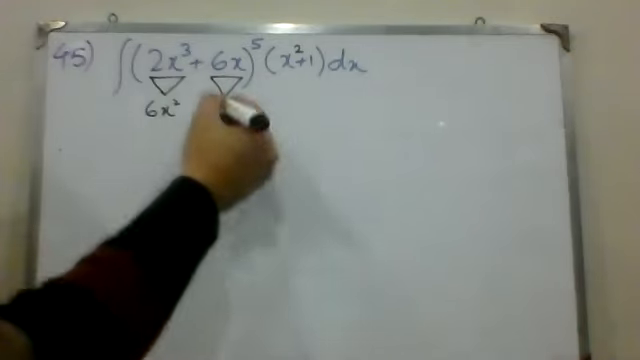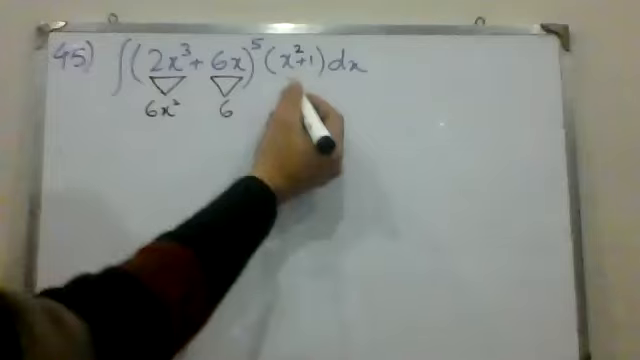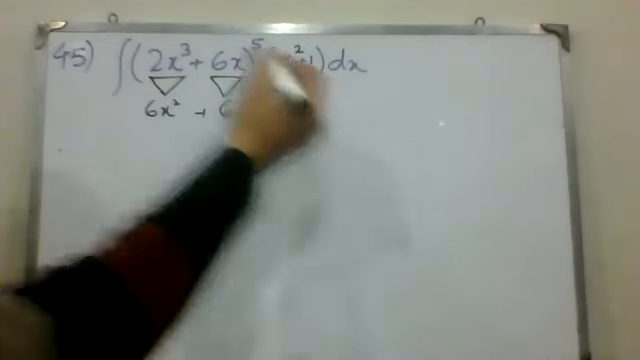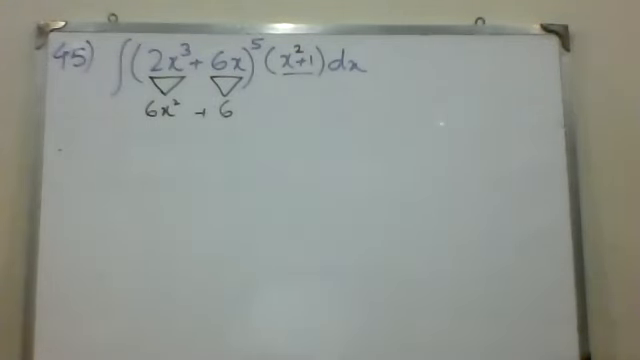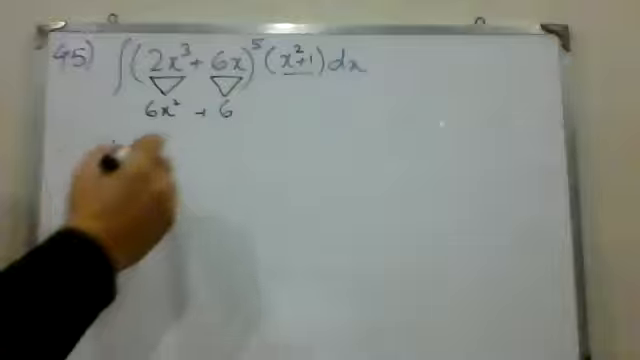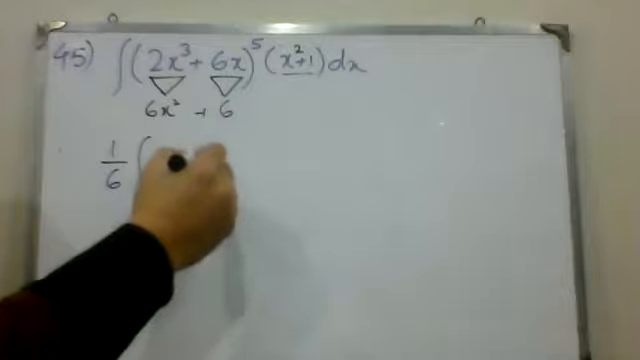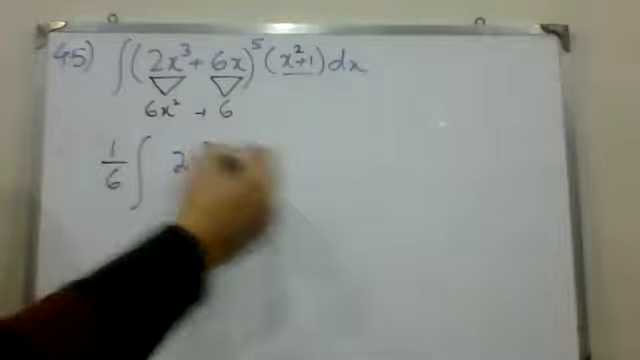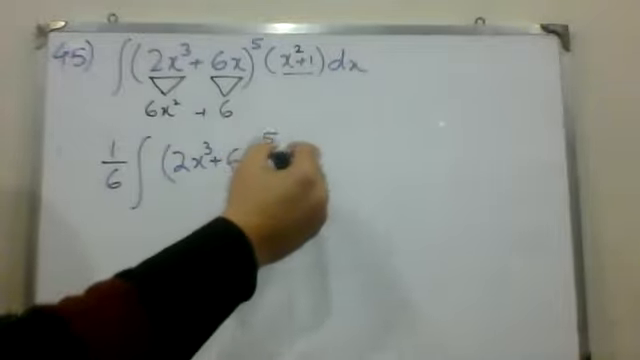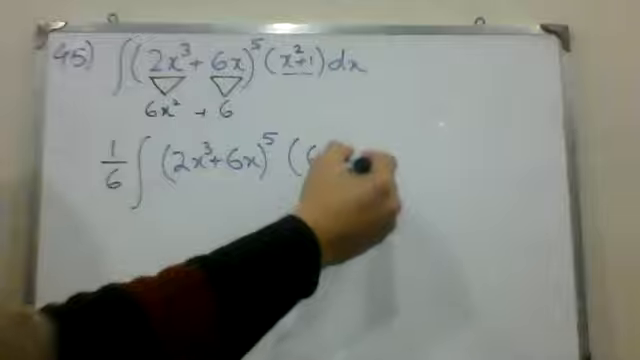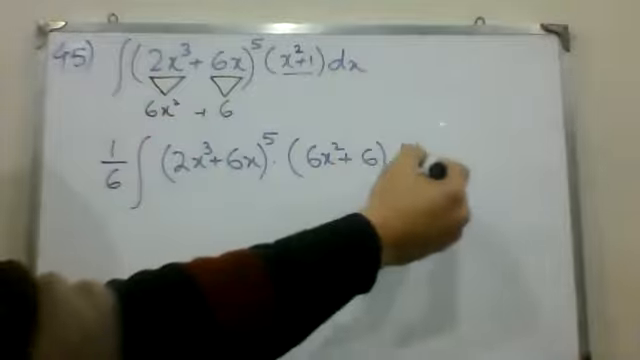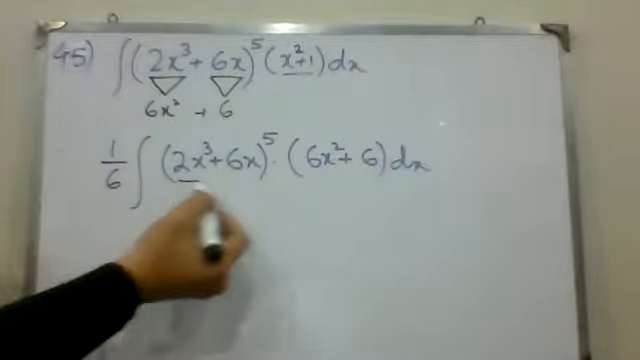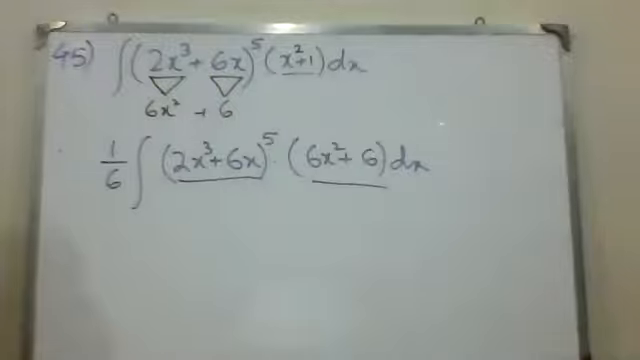6. Okay, so here the term is what? x square plus 1. How can we manage that term? Multiply and divide by 6. Okay, now divide by 6 outside of the integral and multiply the second term by 6. That is 6x square plus 6 dx. So now the derivative of that term is present.